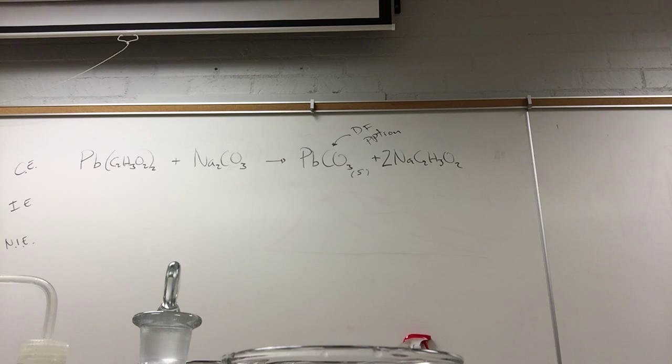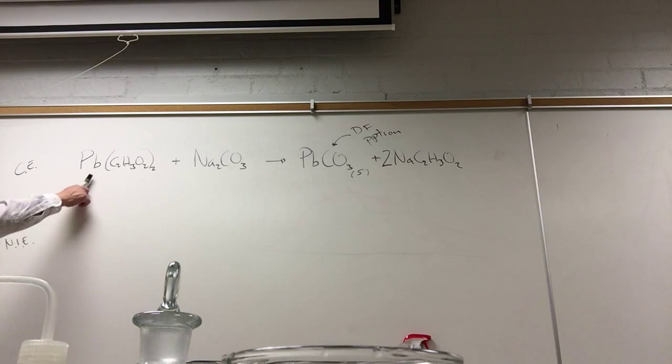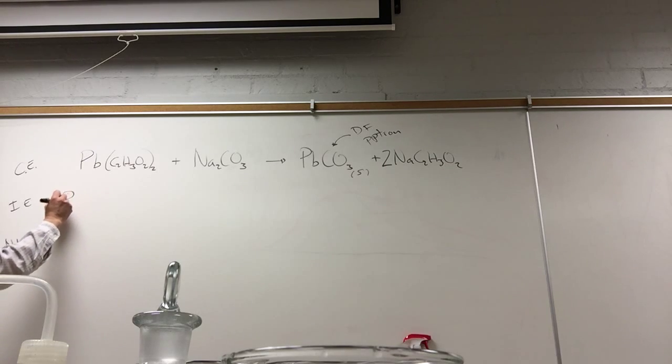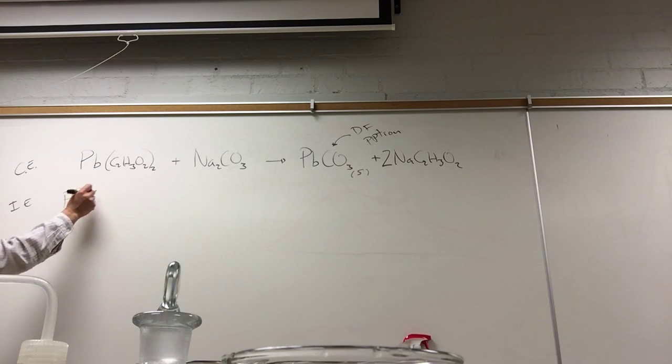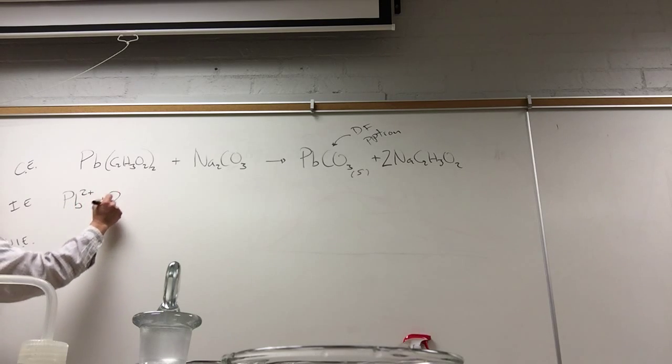Anyway, then we go on to the ionic equation. With the ionic equation, what do we ionize? Strong acids, strong bases, and soluble salts, the strong electrolytes. So is this a strong acid? No. Strong base? No. But is this a soluble salt? Yes. And so we break it up or dissociate it into ions. So we get lead 2 plus 2 acetates.